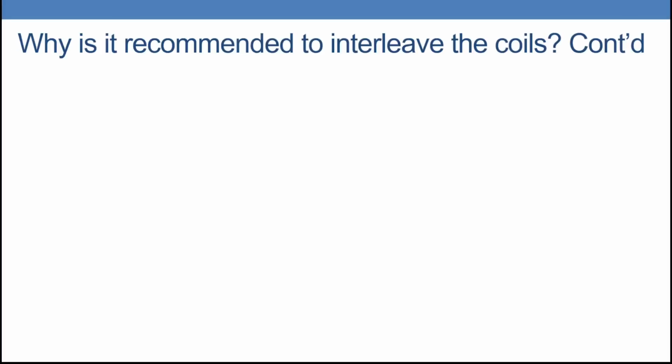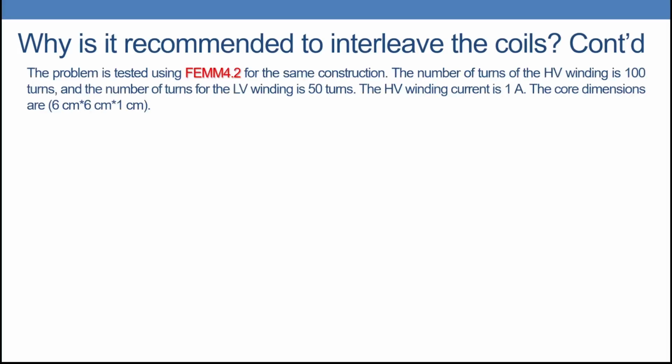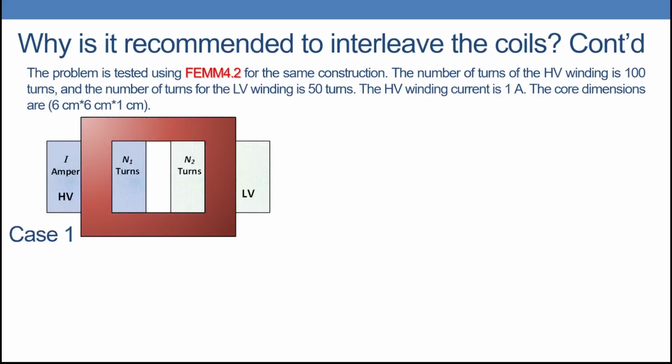So let's look at the next slide and how we are going to prove that one. To prove that interleaving the coils will reduce the leakage of flux, I'm going to test the problem using FEMM 4.2 software for the same dimensions in both cases, where I selected the number of turns of the high voltage winding as 100 turns and the number of turns for the low voltage winding as 50 turns. The high voltage winding is injected with 1 ampere and the core dimensions are 6 cm height and 6 cm width and the depth is 1 cm. For case number 1, we have the high voltage winding on the left side or the left limb.